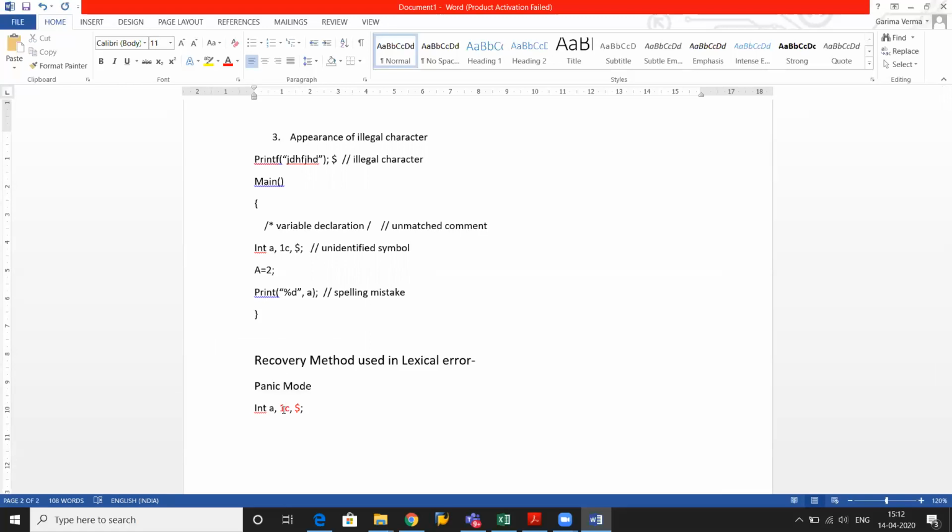If there is any error in the remaining lines, in the rest of the program, you will get those errors also. As we know that the compiler gives all the errors at the time of compilation, line wise. So that is why it is very important to apply the recovery method. So I hope it is clear to everyone. Now we'll start with the second type of error, that is called syntax errors.